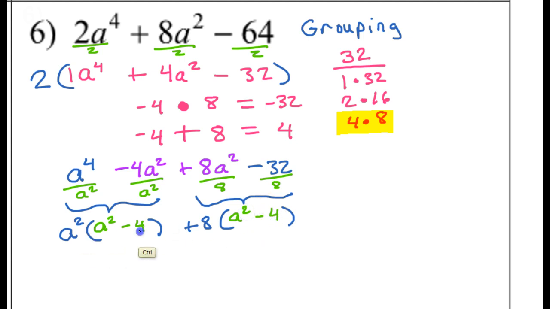Notice that the parentheses are the same. That should always happen when you're doing the grouping method. You should get the same thing in the parentheses. If you don't, you made a mistake. You need to go back and double check your work.